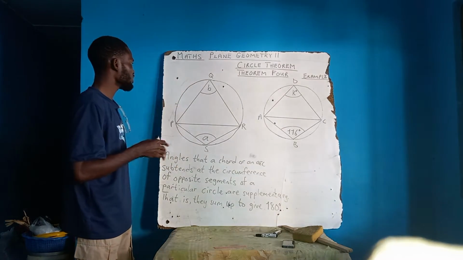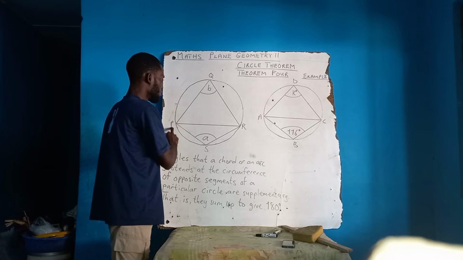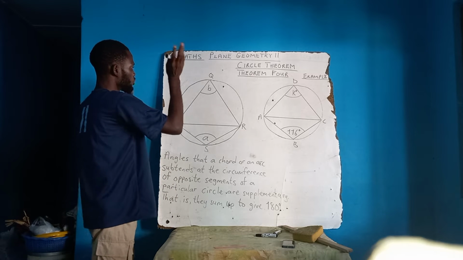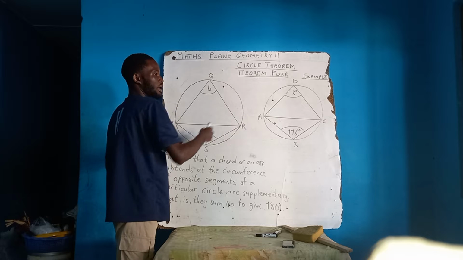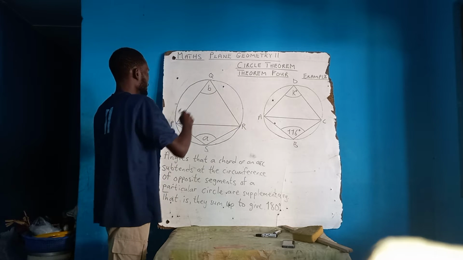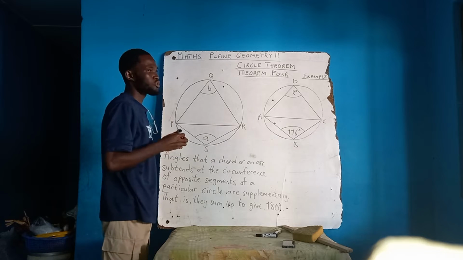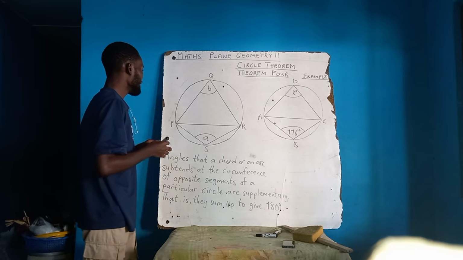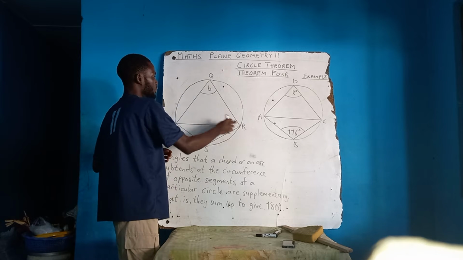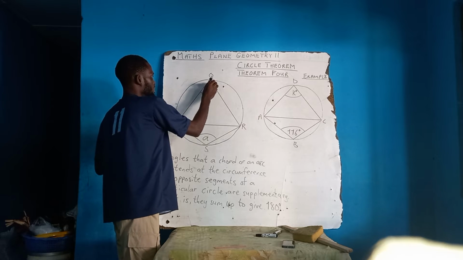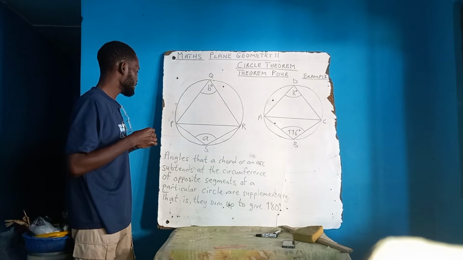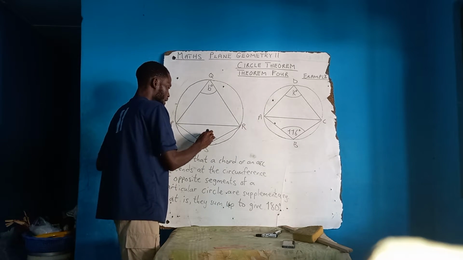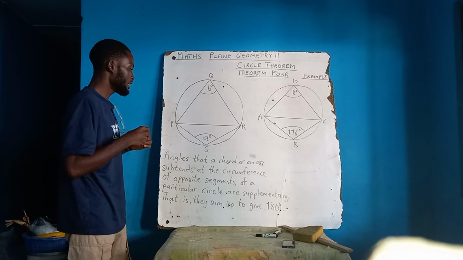Alright, so per the illustration on the board, we have our chord PR. We also have our major segment, that is the upper portion, PQR. We also have our minor segment, PSR. And we know that angle PQR is B degrees, and angle PSR is A degrees.